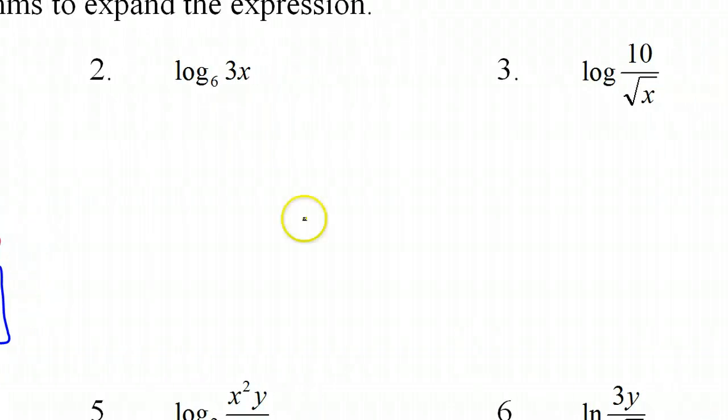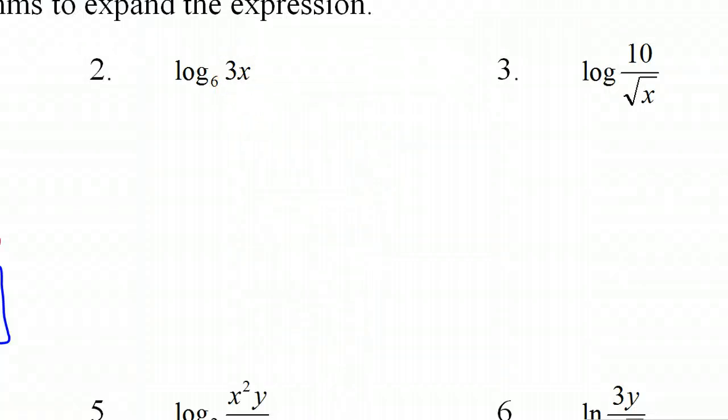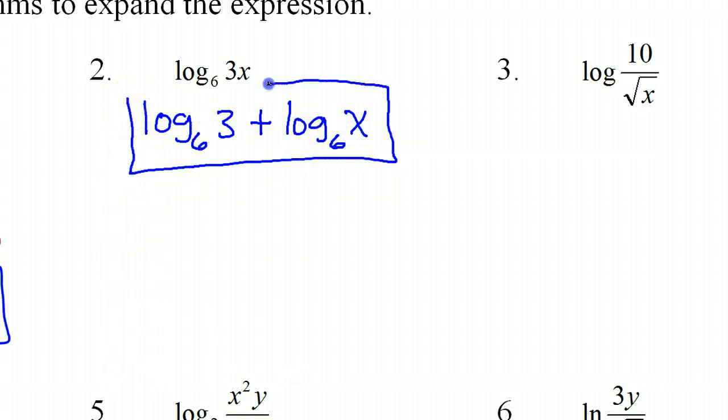Okay, taking a look at number 2. This is a clear case of the product property. Log of a product equals the sum of the logs. So that's what we'll do. We could rewrite this as log base 6 of 3 plus the log base 6 of x. And look, there's really nothing else we can do with that, so that's done.